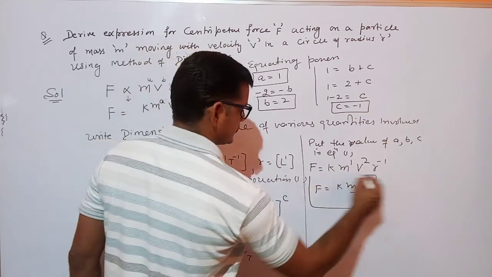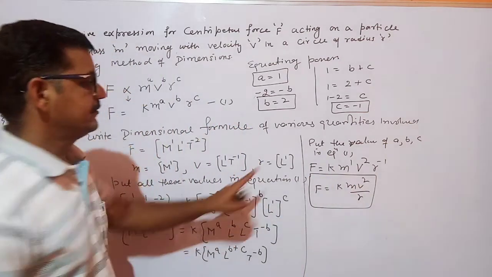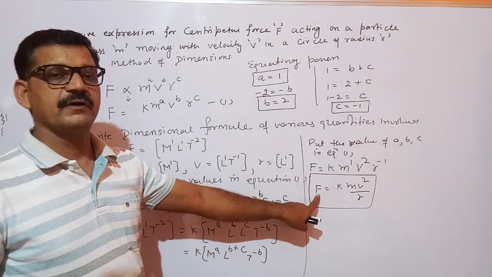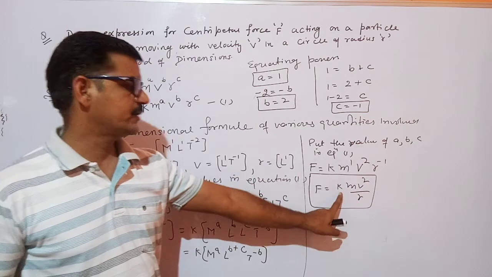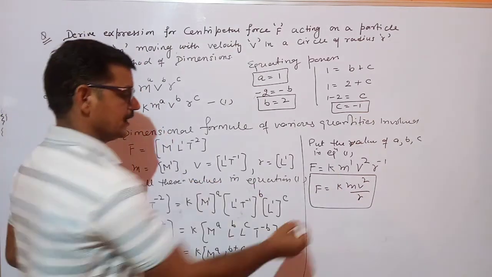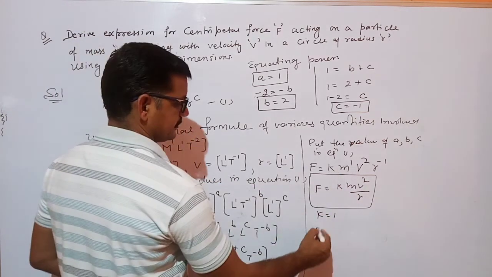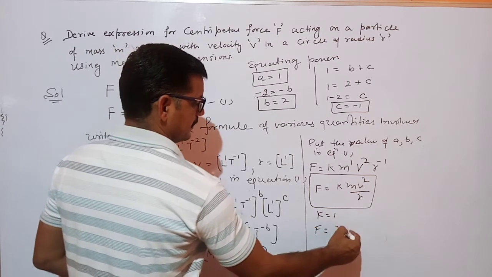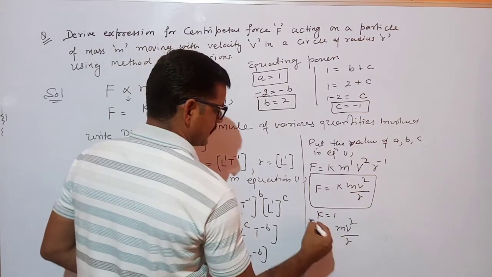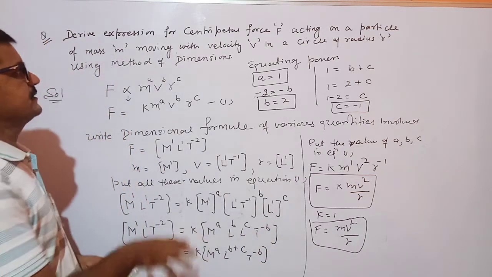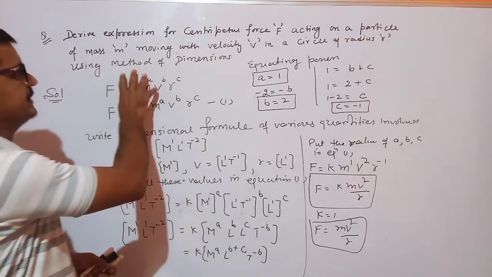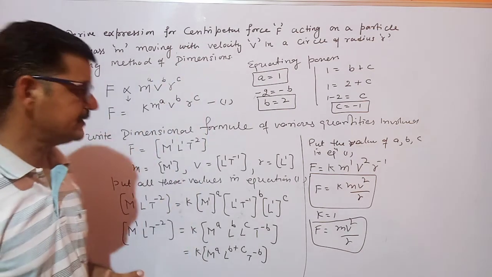So in this way we see that we have found the formula for centripetal force, that is m v square upon r into k. K is a proportionality constant. If you take k equal to 1, then F equal to m v square upon r. In this way you can find the expressions or the relations using the method of dimensions, right?